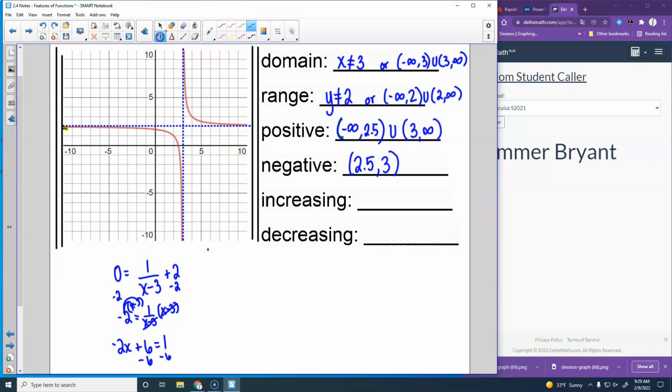So we would not increase at all here, but we would decrease from negative infinity up to 3 and 3 to infinity. Or it is okay here just to say you decrease everywhere except 3, so x is not equal to 3. Another way to write that.